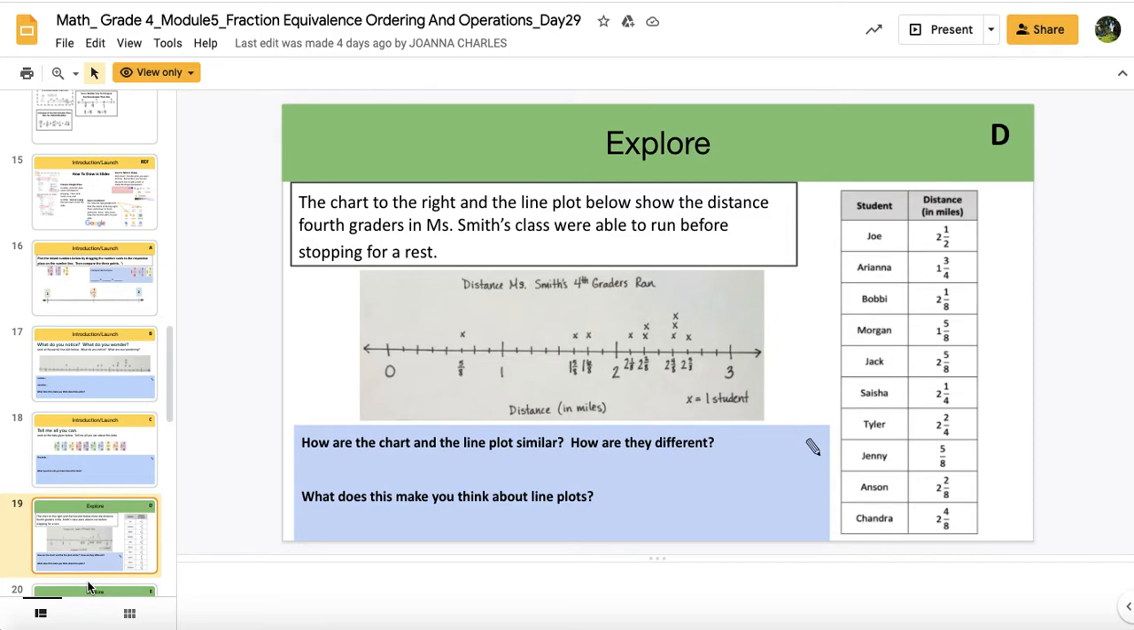The chart to the right and the line plot below show the distance 4th graders in Miss Smith's class were able to run before stopping for a rest. So students should notice here that in the line plot there is a title and there are labels. So it's the distance Miss Smith's 4th graders ran. We have here the distance in miles. We also have here a little key that tells us that 1 X equals 1 student. And students should notice that the line plot is from 0 to 3 miles.